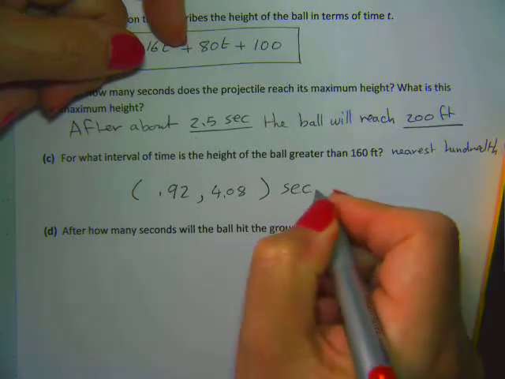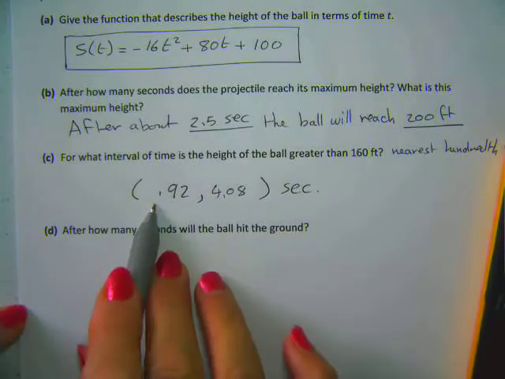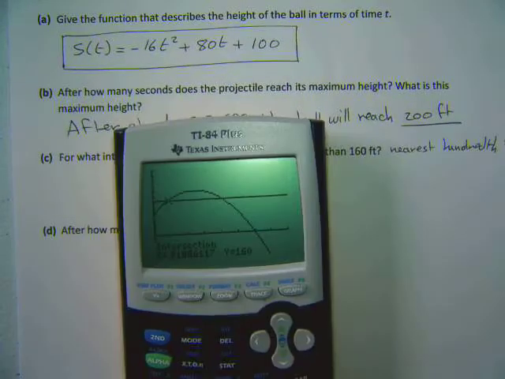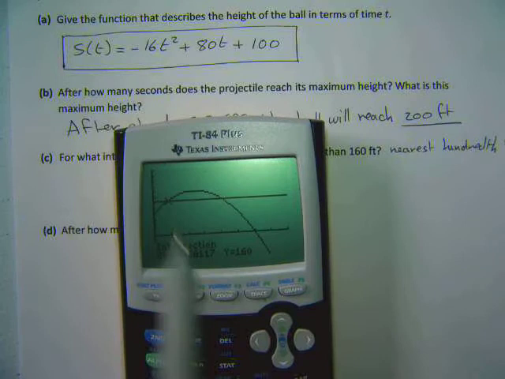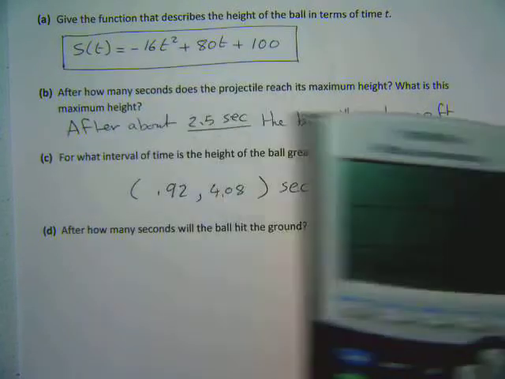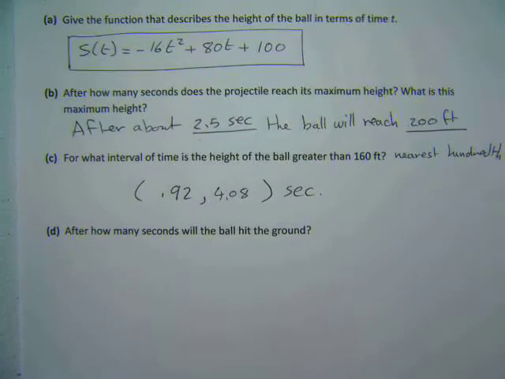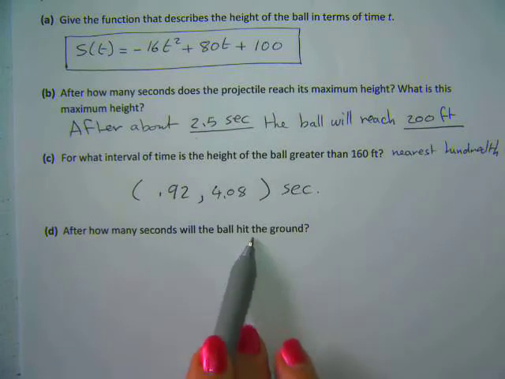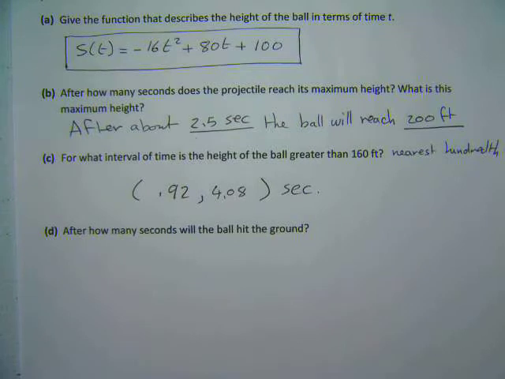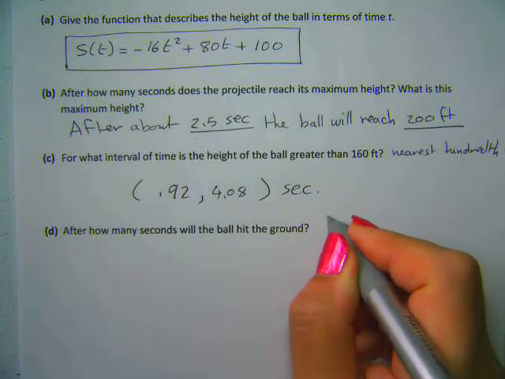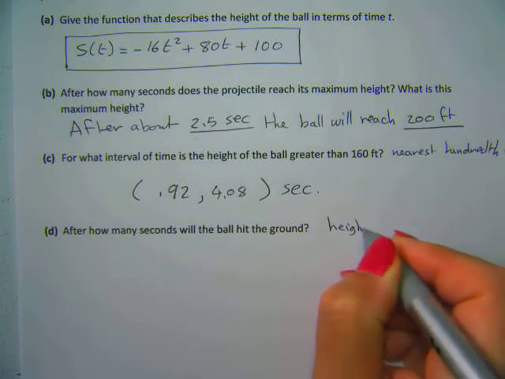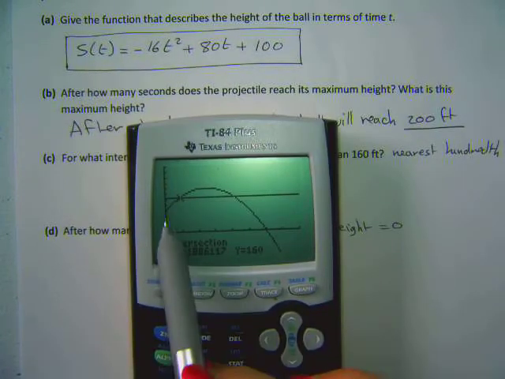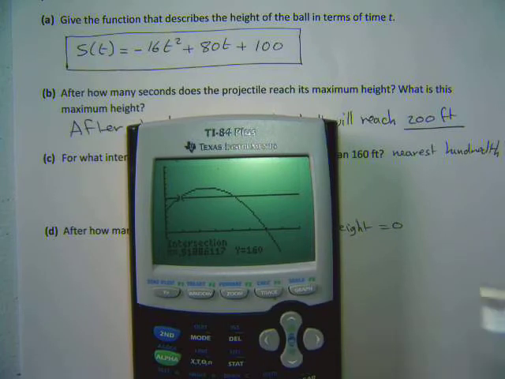So this is the interval of time between 0.92 seconds to 4.08 seconds. The height of the ball is more than 160. Now for the third part, it says, after how many seconds will the ball hit the ground? Well, it hits the ground when the height is 0. So in our graph, where is the height 0? It's this point. How do we find it?